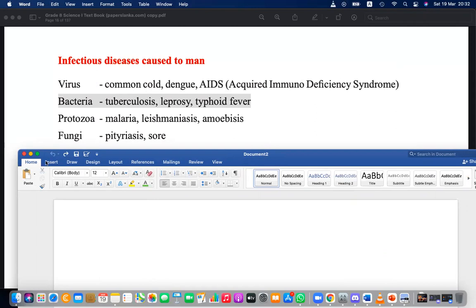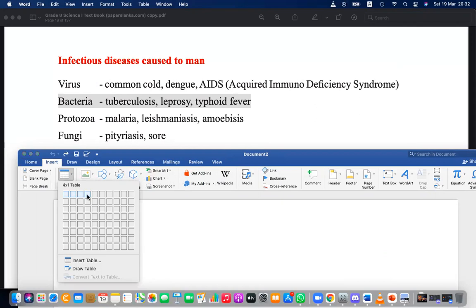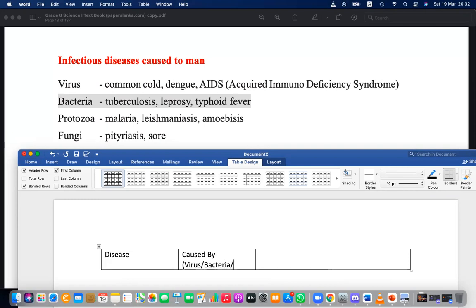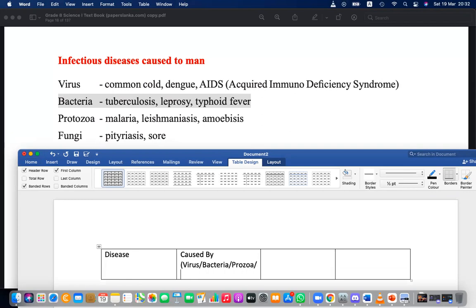Then write down. So I'm going to give some different table, not the same. Disease, caused by, you have to write whether it's a virus, bacteria, protozoa, or fungi. Then the name of the microorganism.